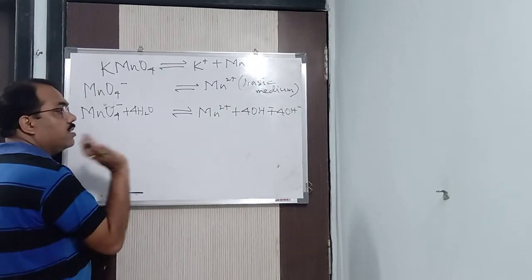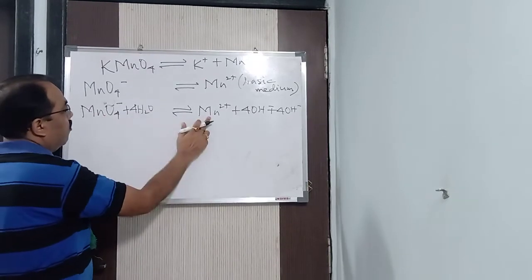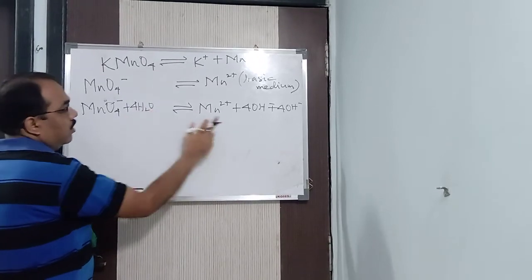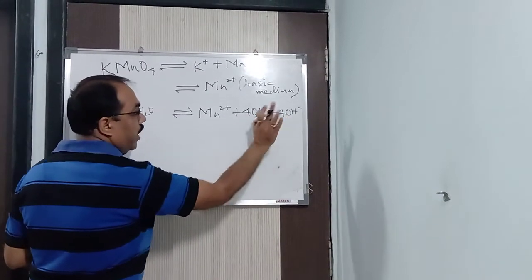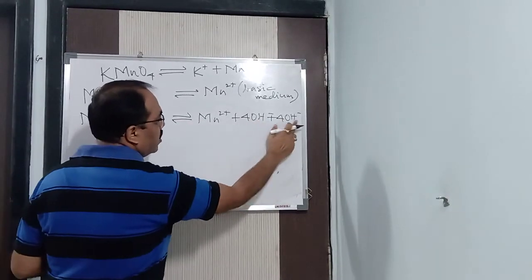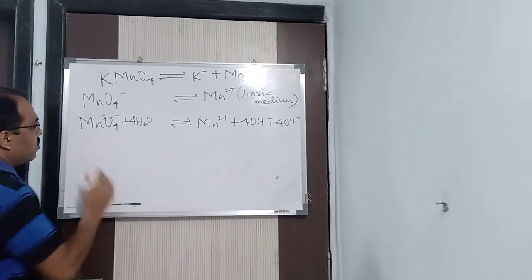Oxygen, hydrogen, Mn are balanced, not the charge. The charges are not balanced now. See, Mn is 1. Oxygen is 4 plus 4, 8 oxygen. Hydrogen is how much? 4 twos are 8. 4 plus 4, 8. Balanced. Now what do I have to do? I have to balance the charge. So this side, how many?